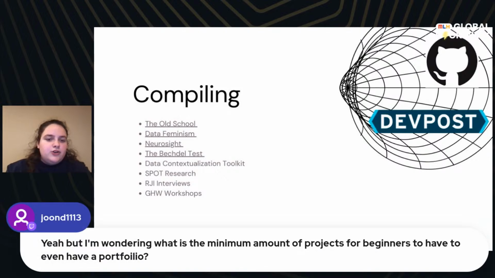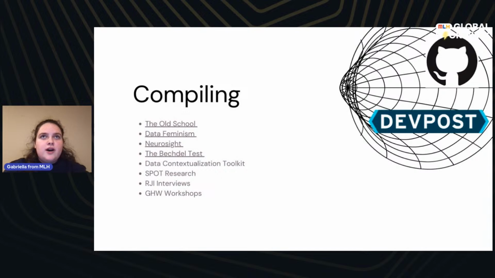Someone just asked, I'm wondering what the minimum amount of projects for beginners to have even in a portfolio. I don't think there's necessarily a minimum. If you just have one and you want to start making a portfolio, I don't see anything wrong with just adding the one you have, and then as you build more, you can add them as you go along. I was just going off of what you would see for a fully fleshed out portfolio, and if you're being very strategic about meeting these goals in a set timeline. But I think it's totally fine if you only have 1 or 2 projects to put those up onto a website and then just add more as you gain more experience and build more projects.